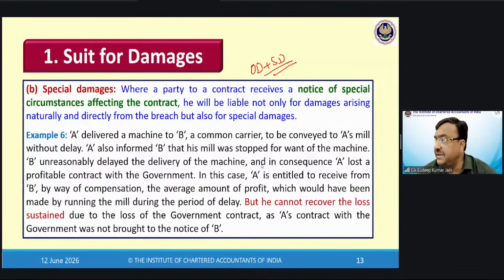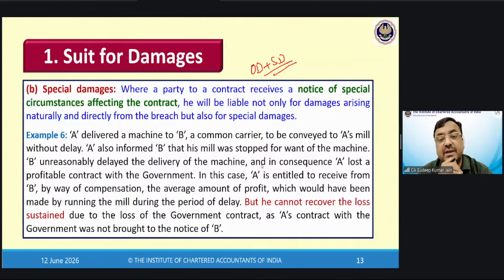A delivered a machine to B, a common carrier, to be conveyed to A's mill without delay. A also informed B that this mill was stopped for want of machine. Want means non-supply of machine. B unreasonably delayed the delivery of the machine, and in consequence A lost the profitable contract with the government.